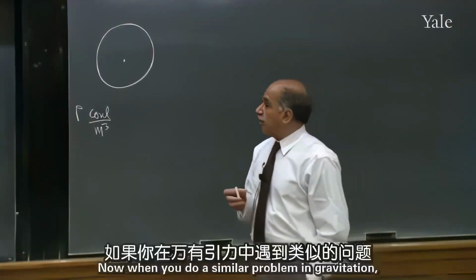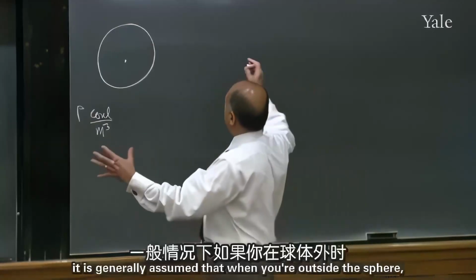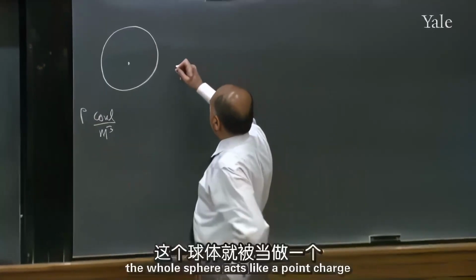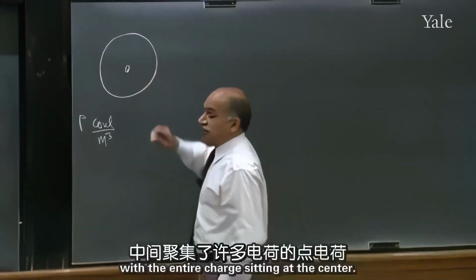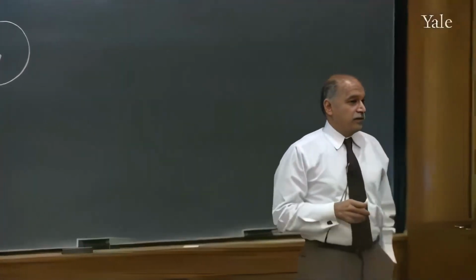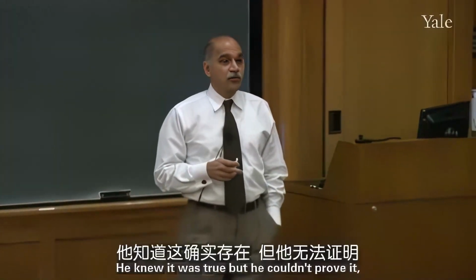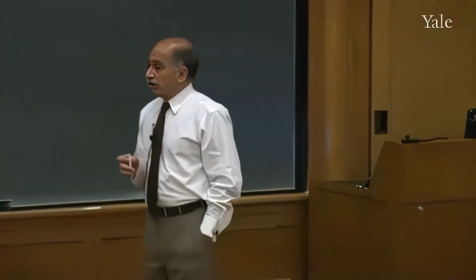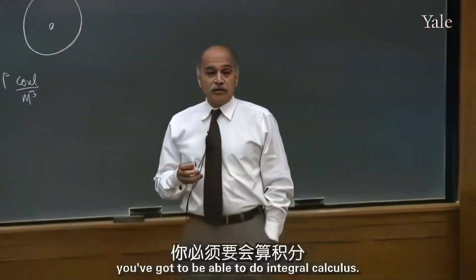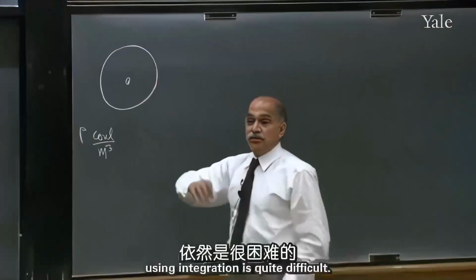Now, when you do the similar problem in gravitation, it is generally assumed that when you're outside the sphere, the whole sphere acts like a point charge with the entire charge sitting at the center. But you actually have to prove that. That's what took Newton a long time to prove. He knew it was true, but he couldn't prove it, because for that, you got to be able to do integral calculus. And even today, to find the field due to a sphere using integration is quite difficult.